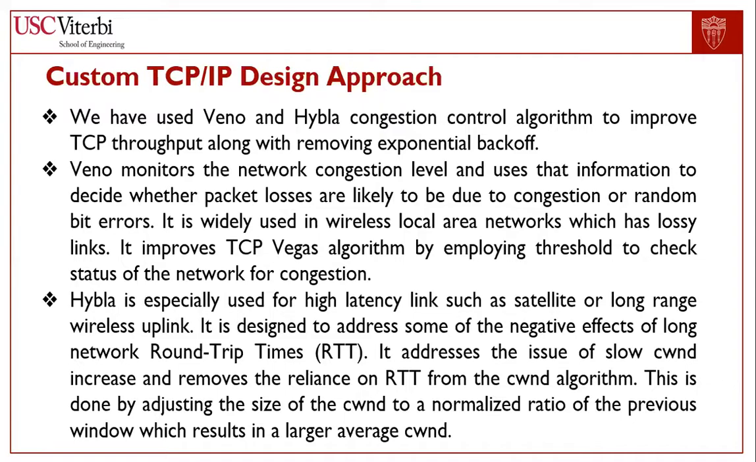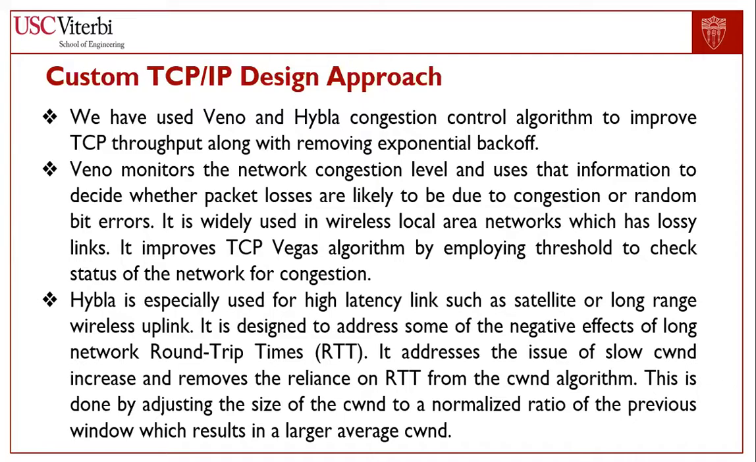Veno monitors the network congestion level and uses that information to decide whether packet losses are likely to be due to congestion or random bit errors. It is widely used in wireless local area networks, which have lossy links. It improves the TCP Vegas algorithm by employing a threshold to check the status of the network for congestion.